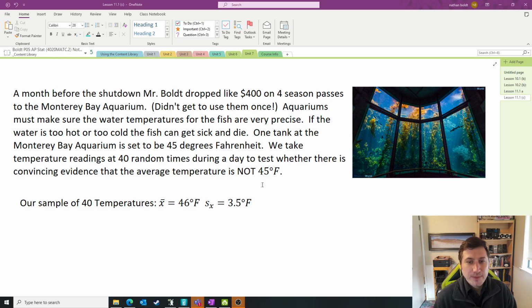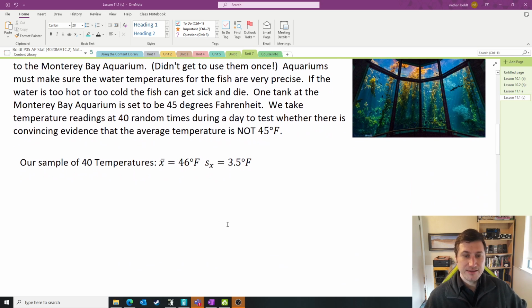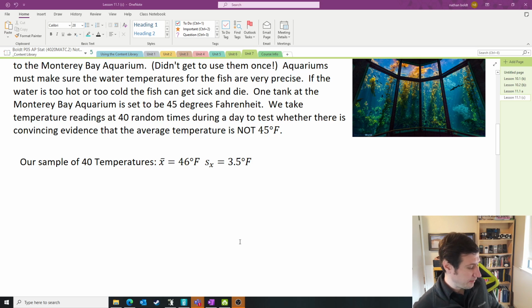I made that up. We take temperature readings at 40 random times during a day to test whether there is convincing evidence that the average temperature is not 45 degrees. Our sample of 40 temperatures gives us an x-bar of 46 and a standard deviation of 3.5.